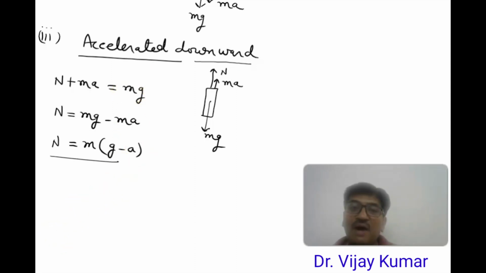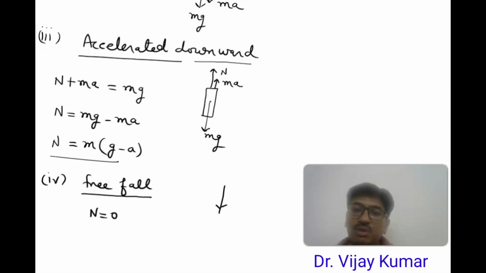So in this situation, the weight measured by the weighing scale will be decreased. But in case number 4, in case of free fall, suppose the lift is free falling or the person is in free fall in the downward direction, then in that situation normal becomes equal to 0, and if normal becomes 0, then the person will experience a state of weightlessness. In this condition, the person feels weightlessness.